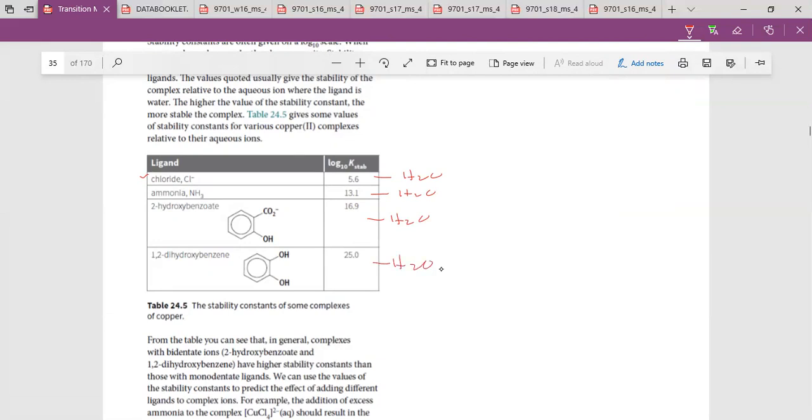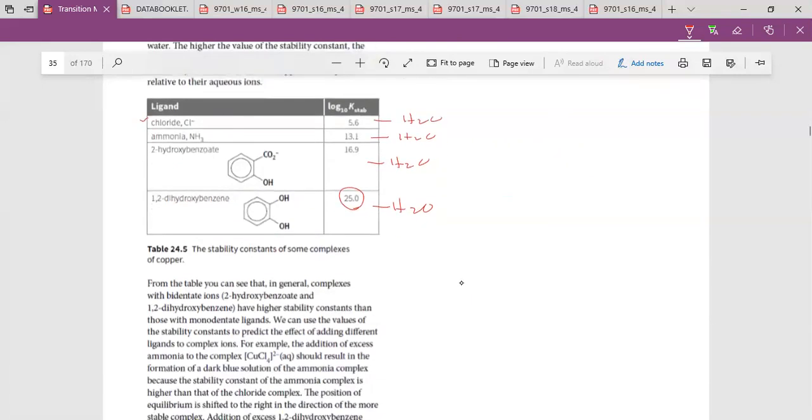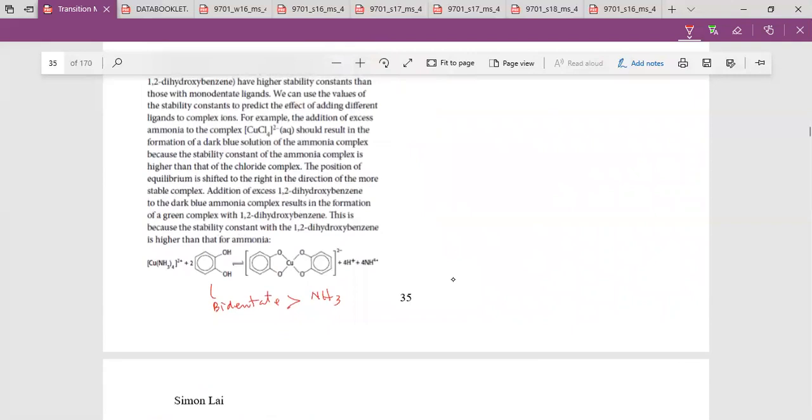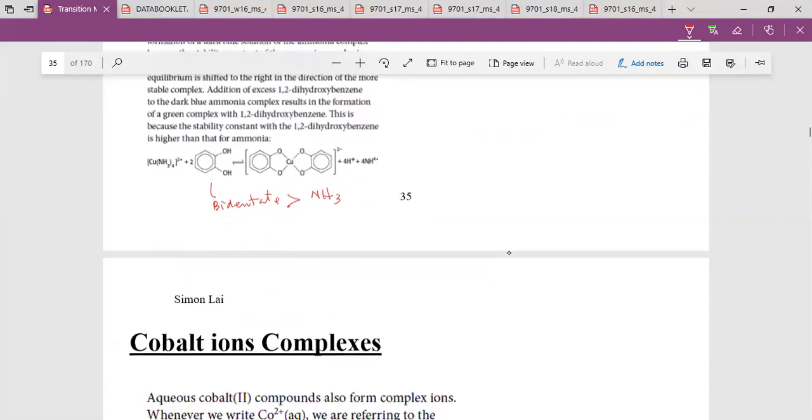Now, the Kc is always compared originally with the water complex. So you can see that this is a very powerful chelating agent, a very powerful displacement reagent. You will kick out any of these here. Even ammonia, which is very powerfully bonded to copper, can be kicked out to form a square planar complex. It is a bidentate.